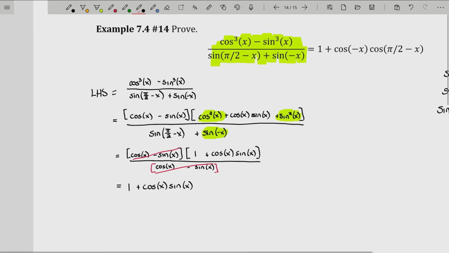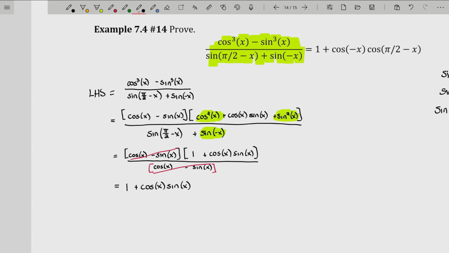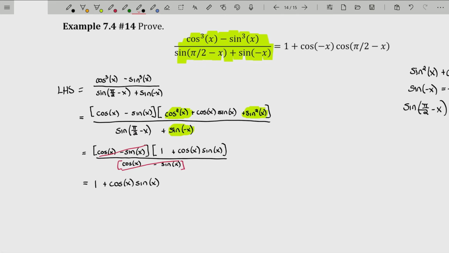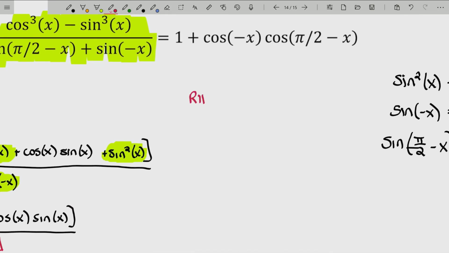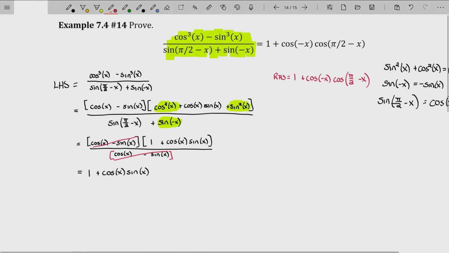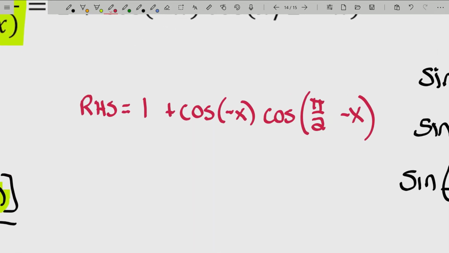Now, is that the right-hand side? And the answer is no, it's not the right-hand side. The right-hand side is 1 plus the cosine of negative x times the cosine of pi over 2 minus x. So we're going to look at the right-hand side now, and we're going to clean that up just a little bit. So I'm just going to write this in here. This is such a common tactic to partway through just jump over to the other side. It's not that you're adding or subtracting, multiplying or dividing between the sides. It's that you're focusing on one side until you get to a point, a stopping point basically, and then you hop to the other side and see if you can wiggle that other side to be the same.